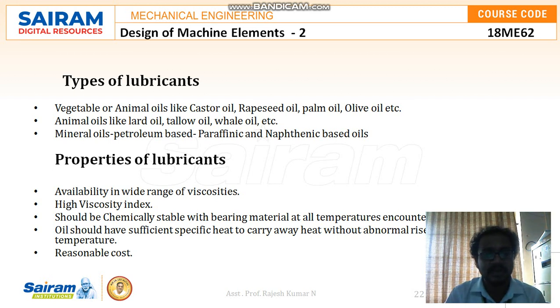And moving to the next, that is types of lubricants. As we discussed previously, we have many types, that is vegetable oils like castor oil, rapeseed oil, palm oil, olive oil, etc., and animal oils like lard oil, tallow oil and whale oil, and mineral oils like petroleum based, paraffin and naphthenic based oils. So all these are widely used lubricants.